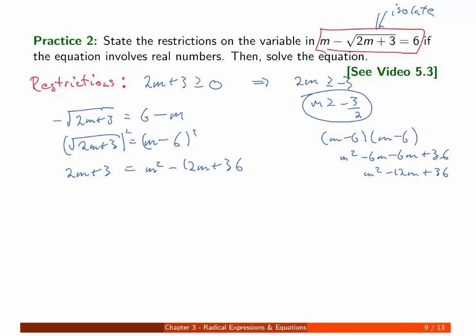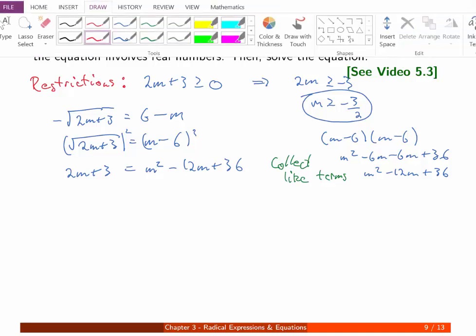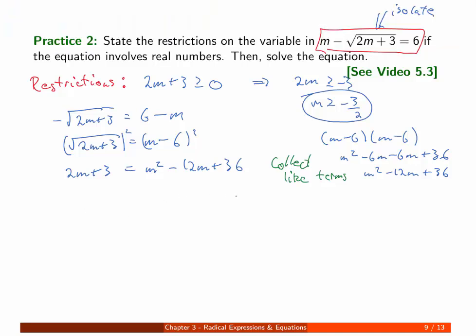Now I'm going to collect like terms at this point. I'm going to move everything over to the right to maintain my positive m squared. So we'll be left with 0 equals m squared minus 14m plus 33.